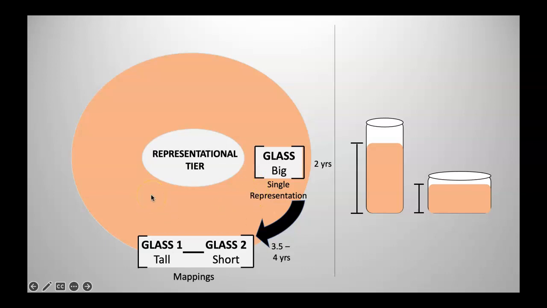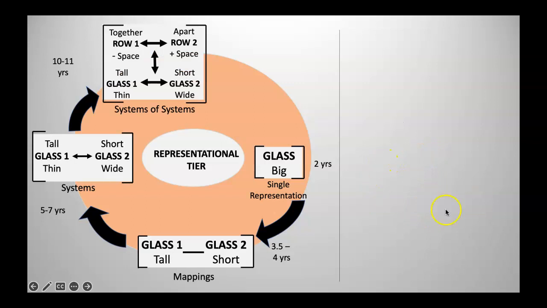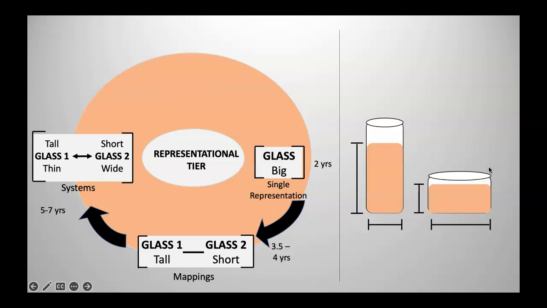The next one corresponds to concrete operations. Now I can put two mappings together. So not only do I understand that this is taller than this, but this is wider than this, and that height changes in height. The mapping from tall to short is compensated for by the mapping from skinny to wide. And now I've got the capacity to solve the conservation task. That's what happens there. And that's concrete operations in Piaget, and representational systems in Fisher.